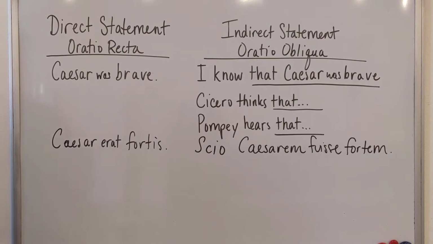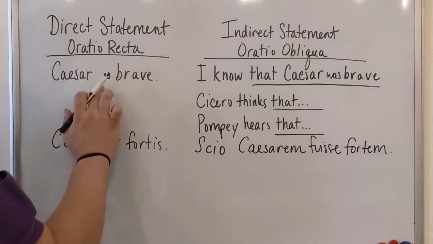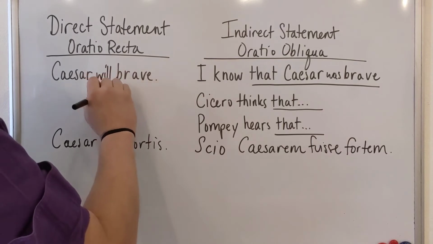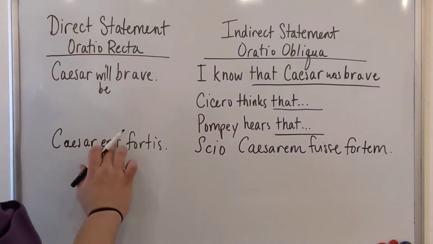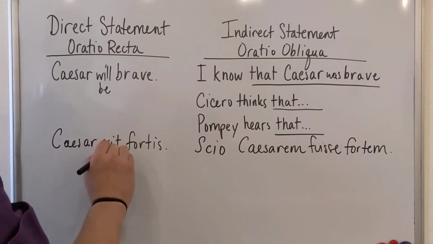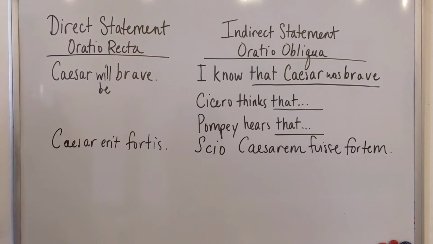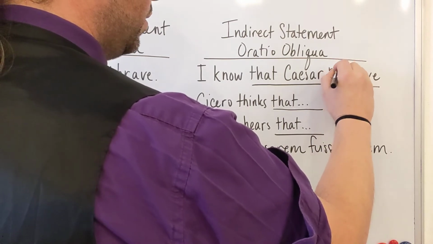And likewise, if we once again change the oratio recta from a present tense or a past tense to a future tense, Caesar will be brave. Caesar erit fortis. I know that Caesar will be brave. It's kind of odd, but roll with it.